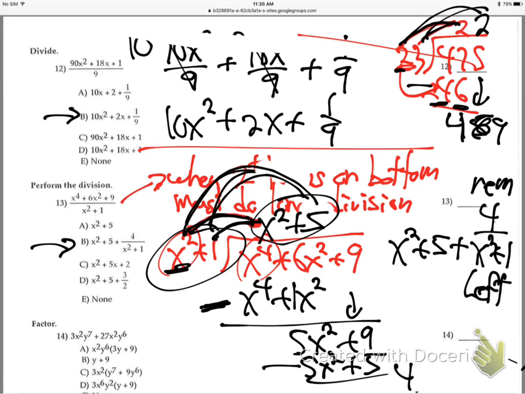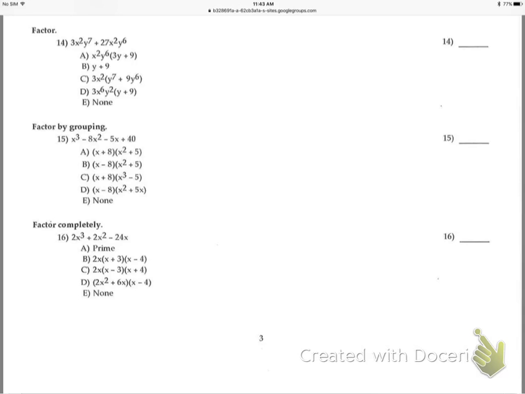All right. So try number 14, factor. And I'll look down at the options to kind of help you out. This is where it's really helpful to look at the multiple choice options. Take a look at them. It kind of guides you into your factor.